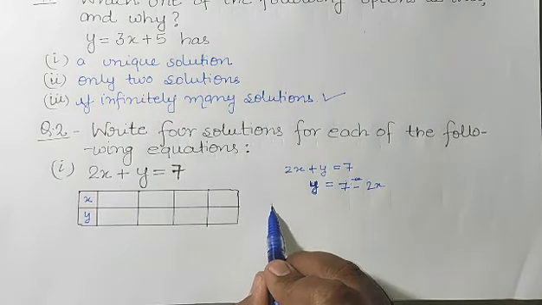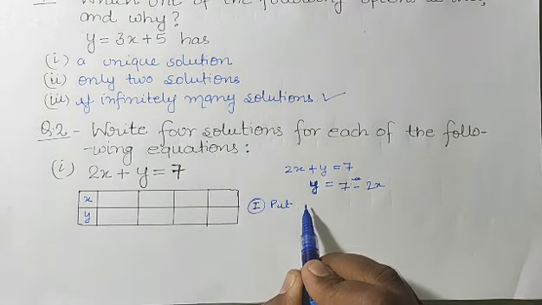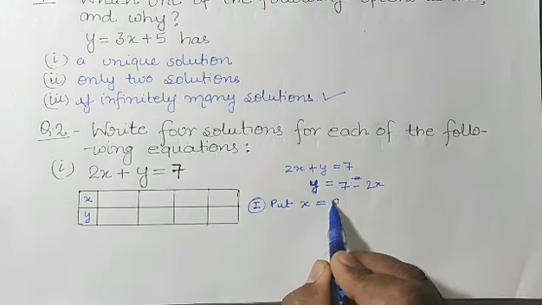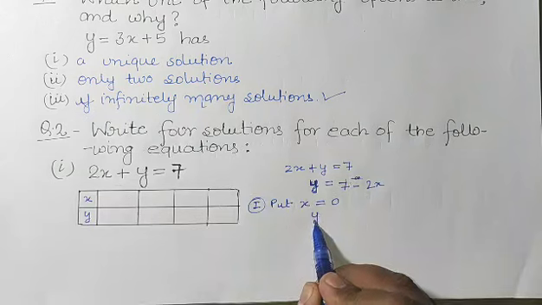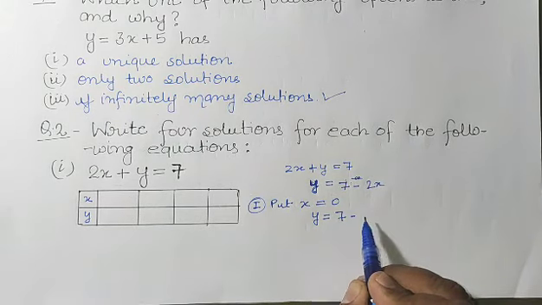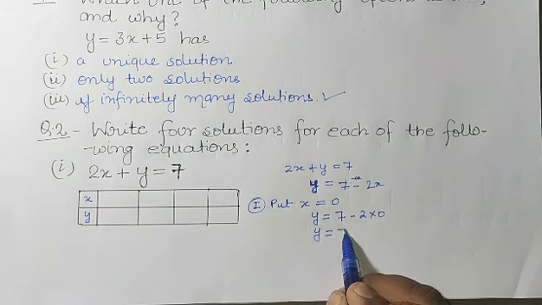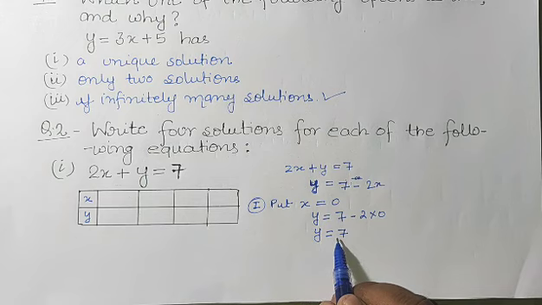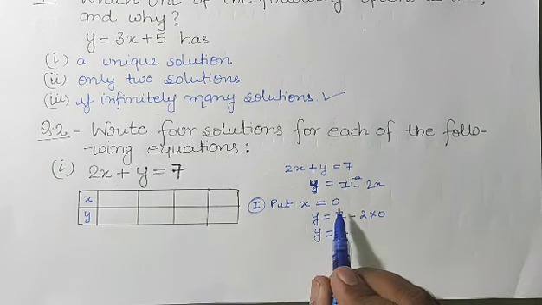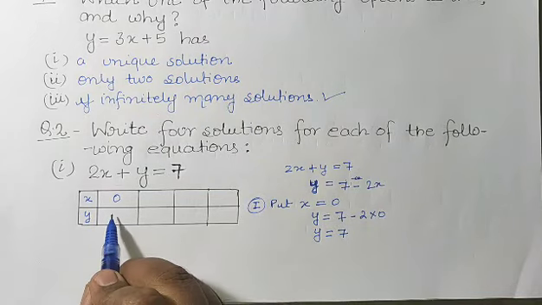Like, suppose the first solution, put x is equal to 0. If you put x is equal to 0, then you will get what? y is equal to 7 minus 2 into 0, that is y is equal to 7 minus 0. So you will get y is equal to 7. Means when you put x is equal to 0, you will get y is equal to 7.